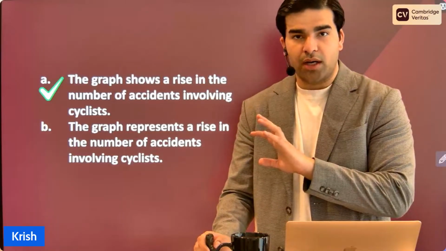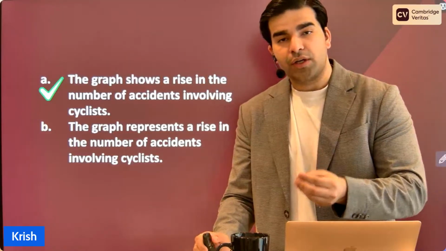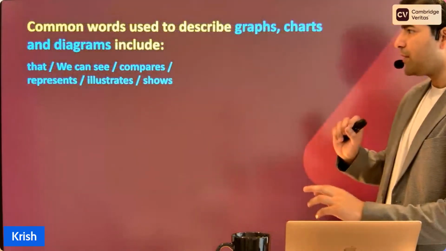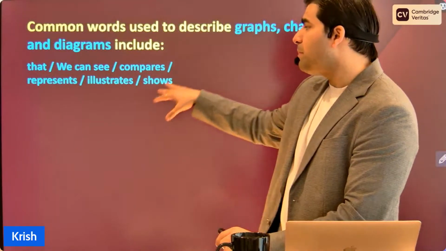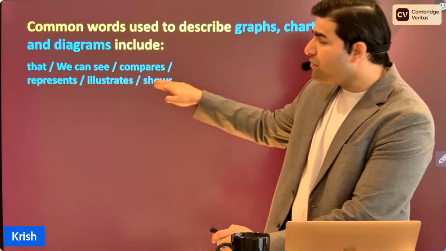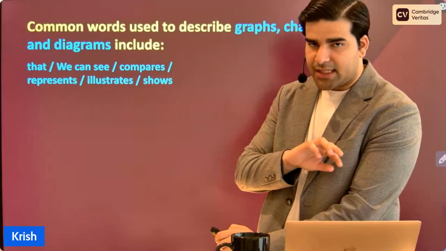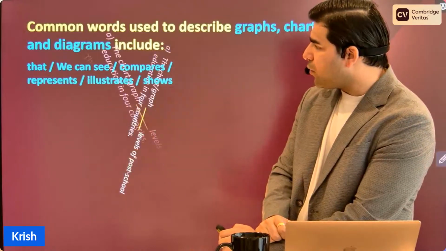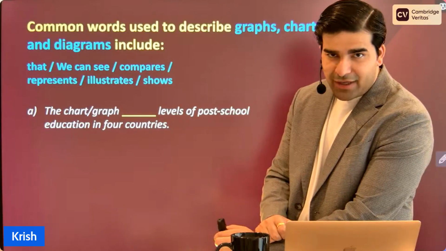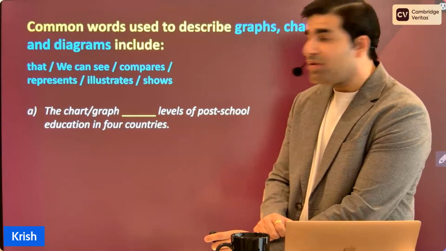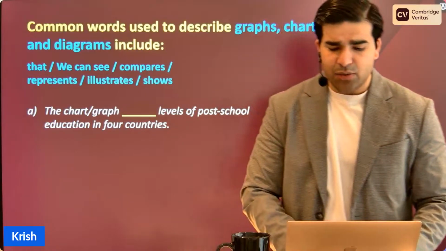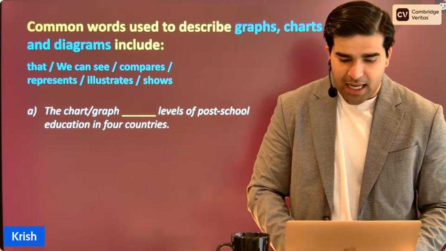First, I'm going to show you some words that we particularly use to talk about graphs or charts or, for that matter, diagrams. So let's have a look. The words are compare, represent, illustrate, shows. All of this is used in different contexts, and we're going to be looking at that context one by one. So let's have a look at sentence A. The chart or graph dash levels of post school education in 4 countries. So a random sentence, which one do you think is right in this sentence?